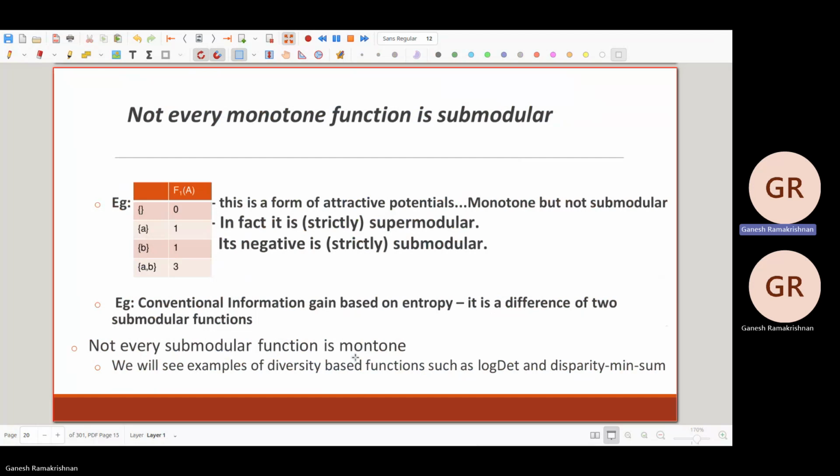AB is a superset of B and A. But adding A to the empty set, the empty set is 0, A is 1. But when I add A to B, the gain is 2. When I add A to the empty set, the gain is only 1. So this is certainly a counterexample.